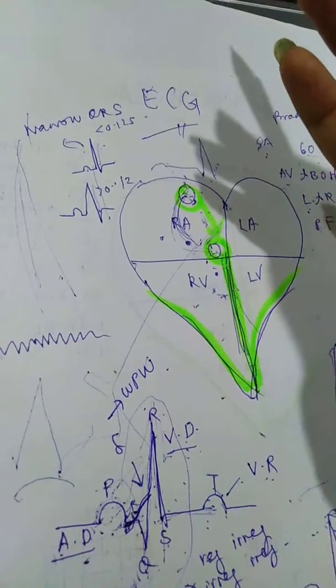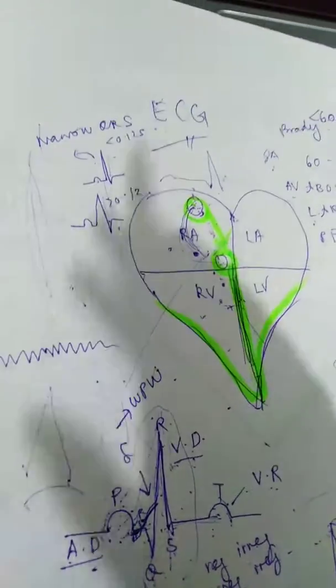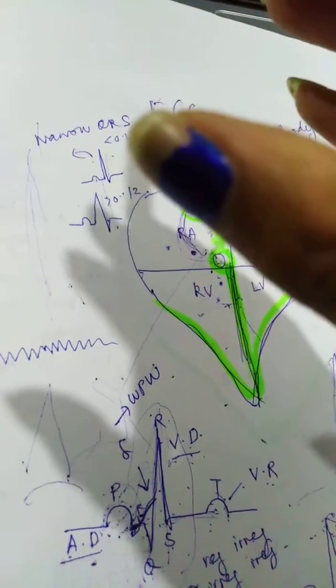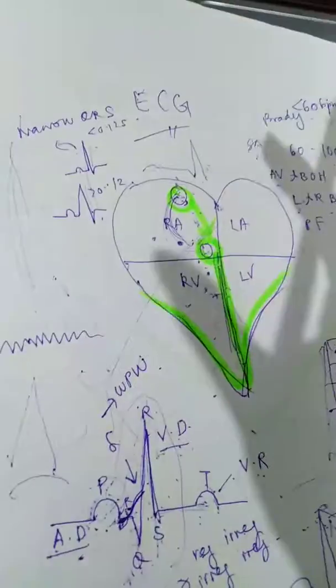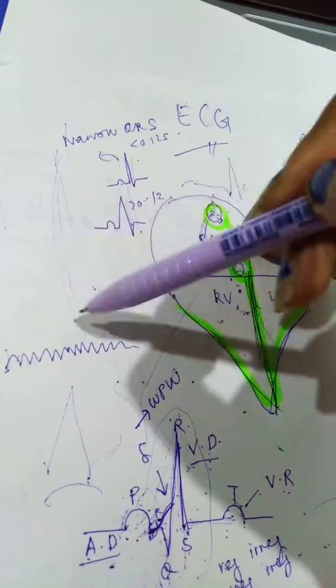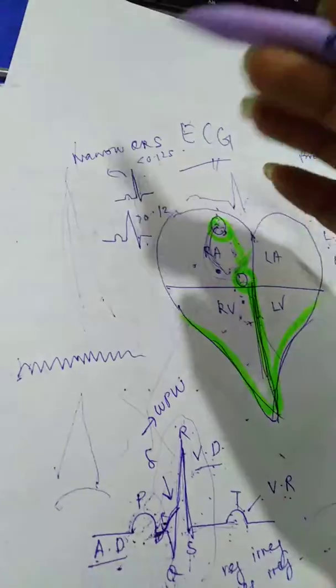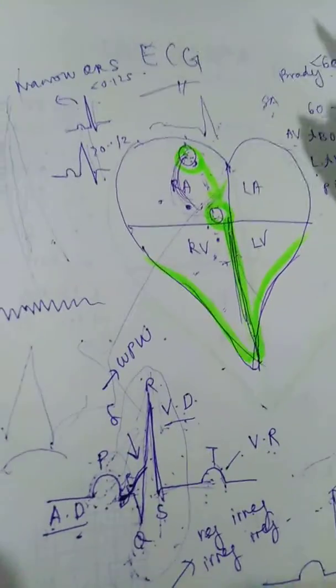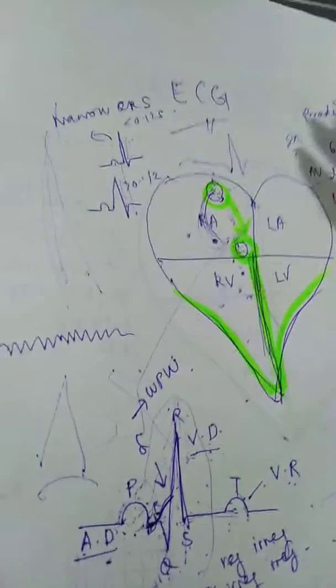Okay, so basically this is what you need to know regarding the width of the QRS complex, whether they are narrowed or they are broad. Then you need to look at the height. You need to know if the specific height of these QRS complexes is small or tall.